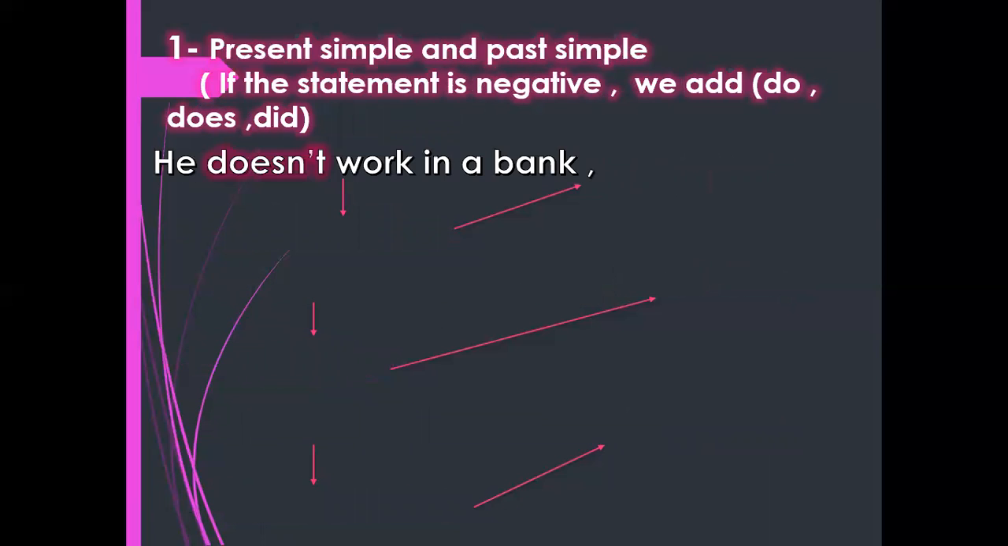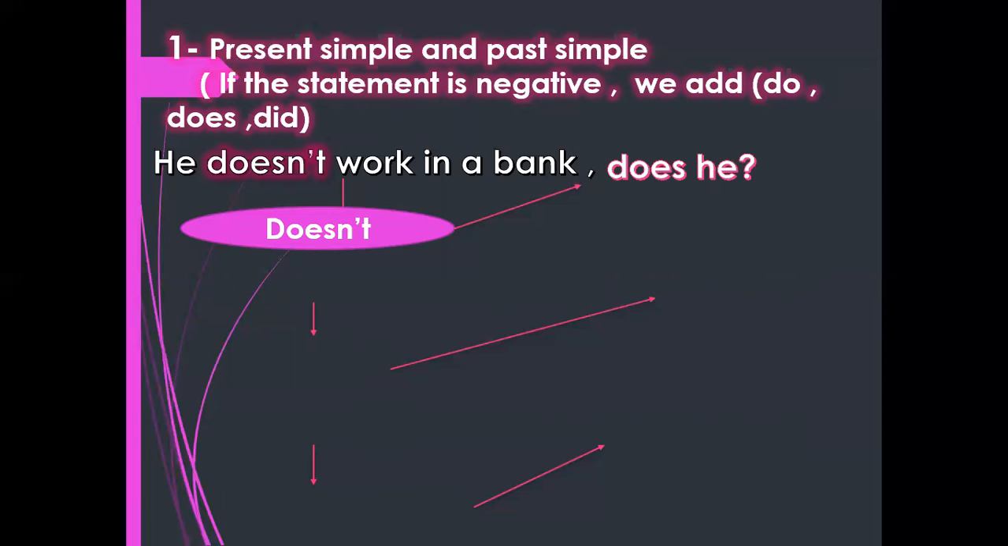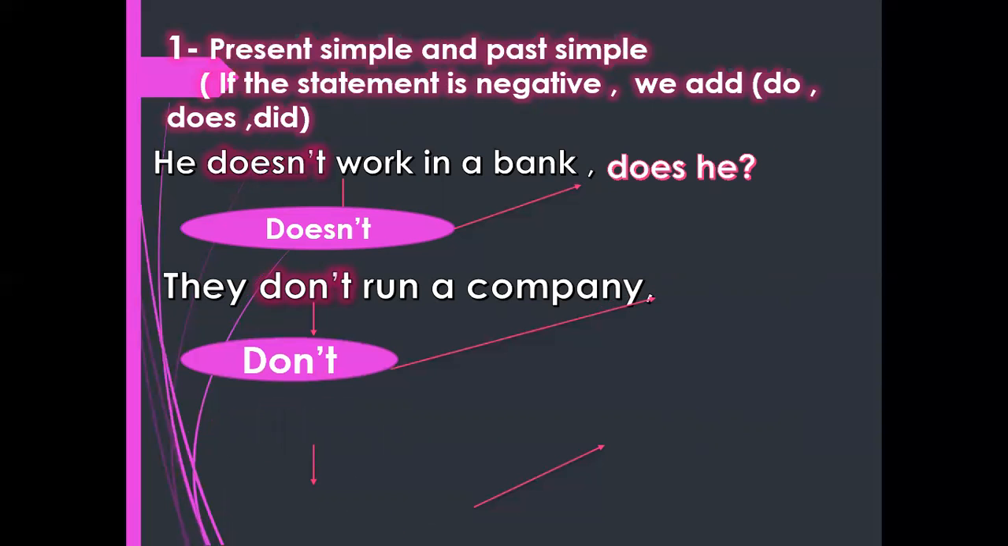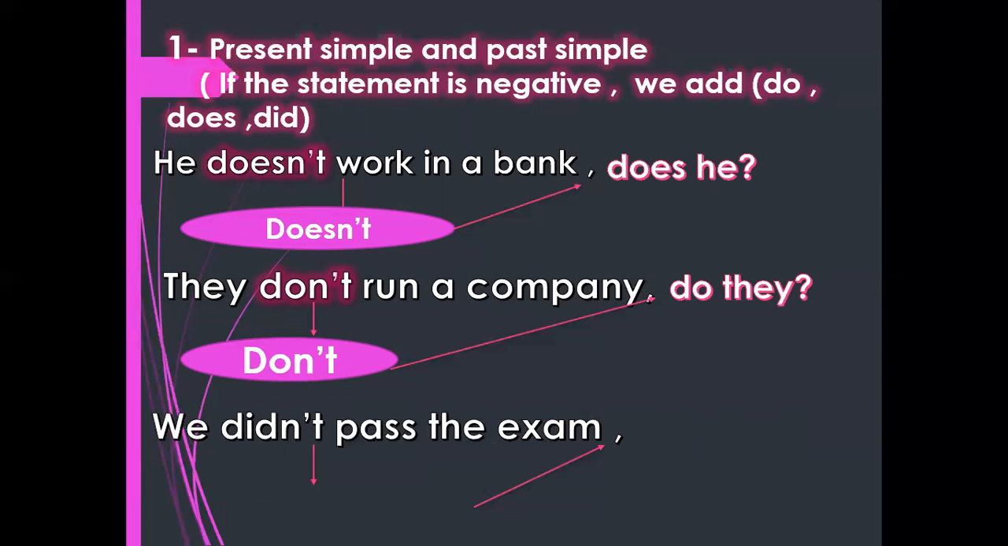Suppose the statement is negative. He doesn't work in a bank. So the correct question tag will be the opposite of the negative form, which is positive. So doesn't is changed into does. Does he? They don't run a company. We change don't into do. So the question tag will be do they? They didn't pass the exam. Here we have didn't. We change it into did we? So if you have a negative statement, just remove not and use the same helping verb. That means doesn't, don't, or didn't, remove the not from them and use them in the question tag. Easy.